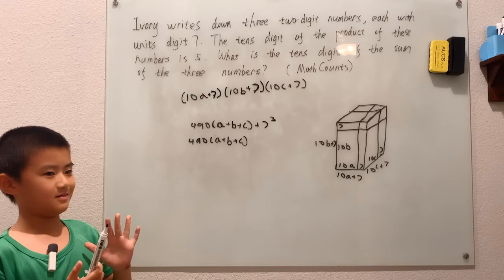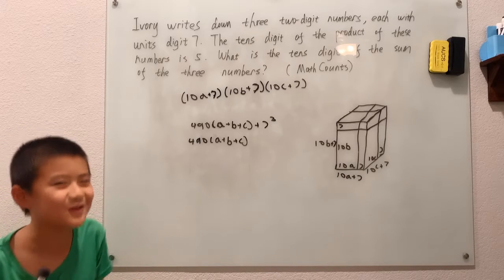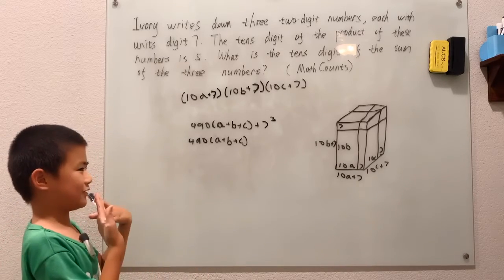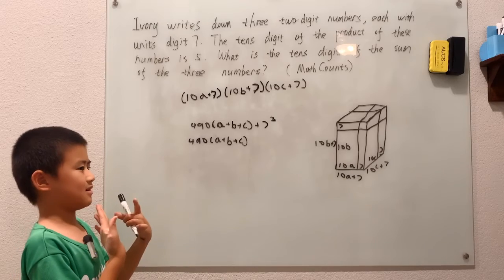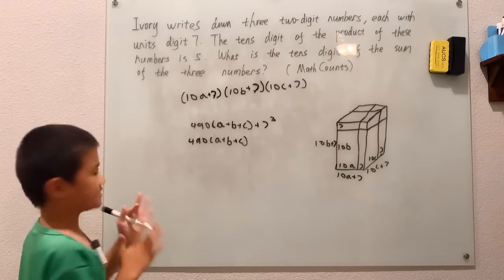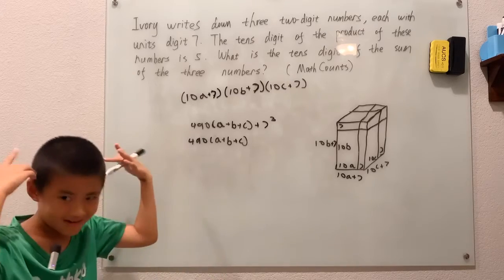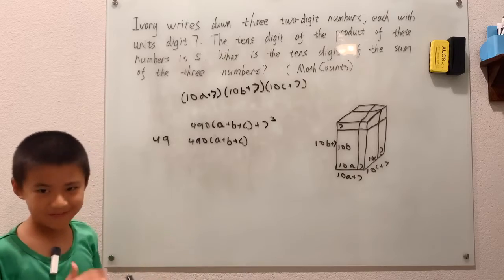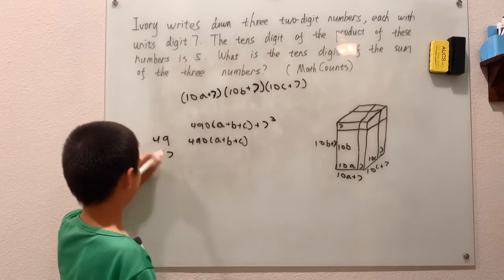Wait a minute. That's confusing, actually. So, forget about that. I probably said something wrong. Never mind. I kind of confused myself. So let's just use the multiplication algorithm. That is impossible to mess up on.